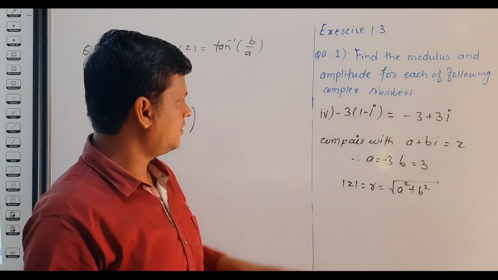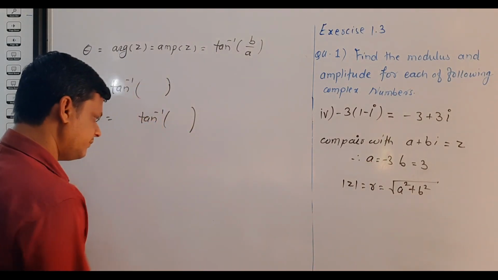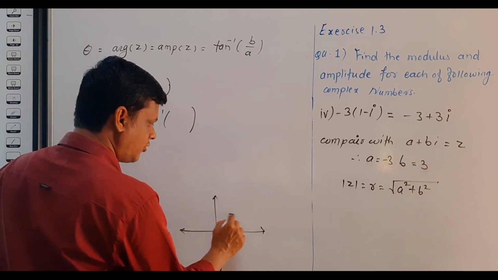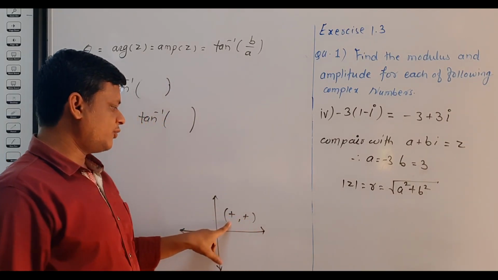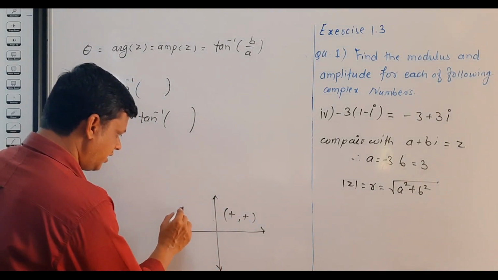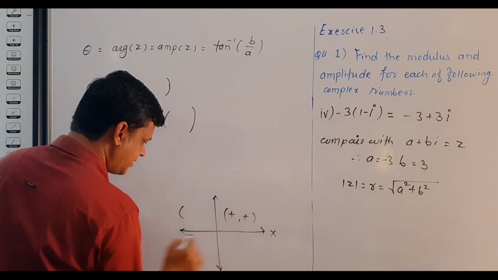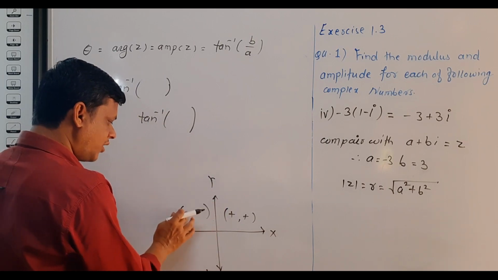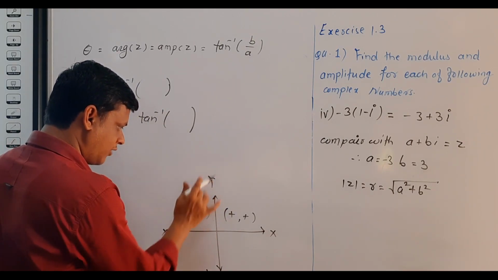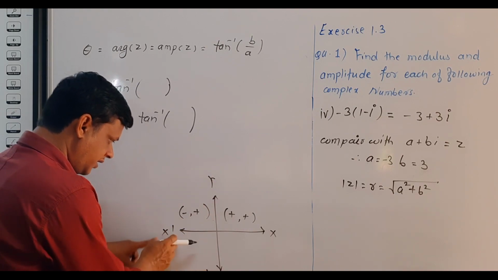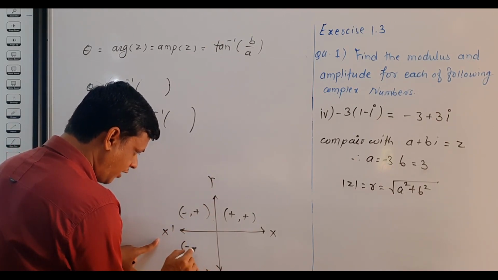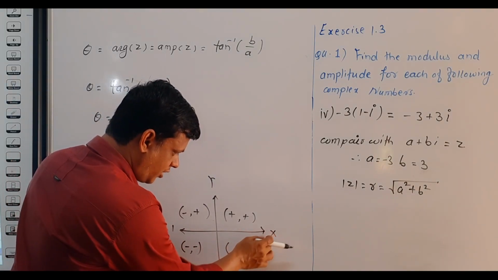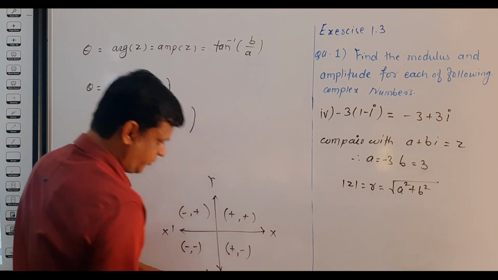So if you observe, this point lies in, we know that in the first quadrant x is positive, y is positive. In the second quadrant x is negative, y is positive. In the third quadrant the x coordinate is negative and the y coordinate is also negative. In the fourth quadrant the x coordinate is positive, the y coordinate is negative.